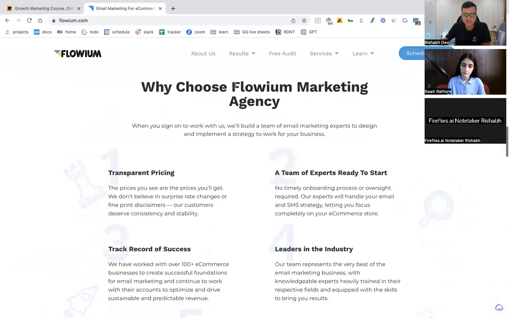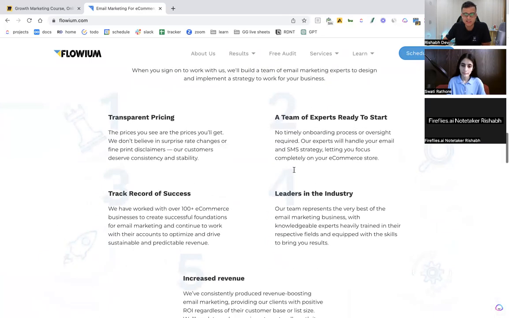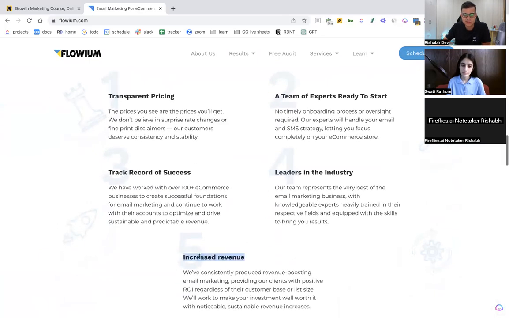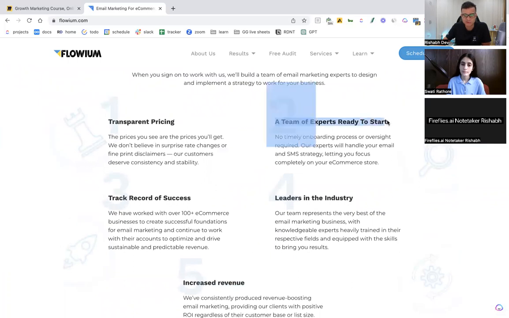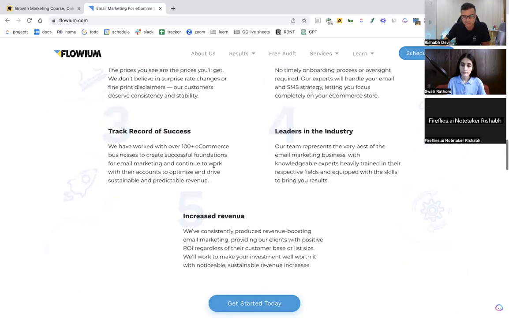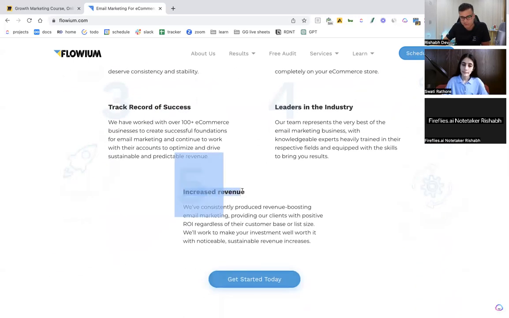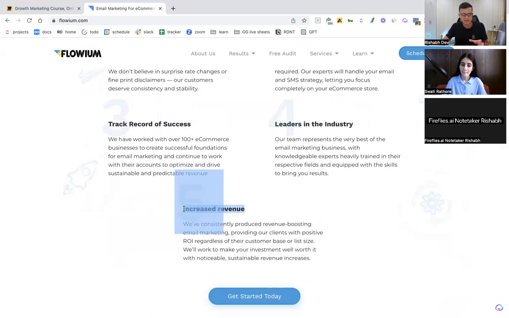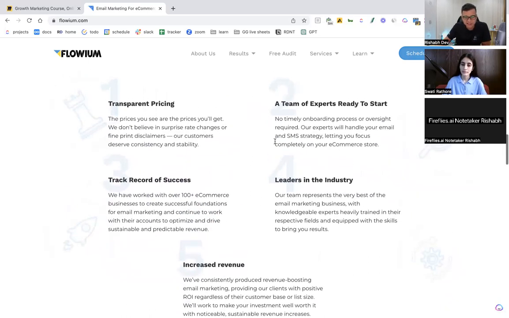Then they have why choose premium marketing agency. This still seems a little bit about a team of experts ready to start. It's a little bit about them. Leaders in the industry is a little bit about them. Track record of success is a little bit about customers. Transparent pricing is okay, somewhere in between. And then increased revenue is definitely about the customer. So this is more benefit. But then leaders in the industry, team of experts is all like feature sort of thing.